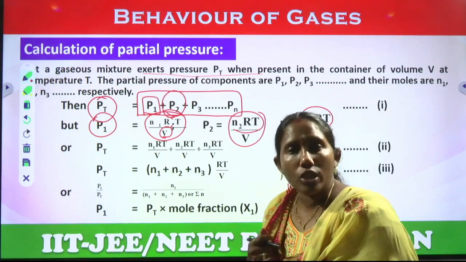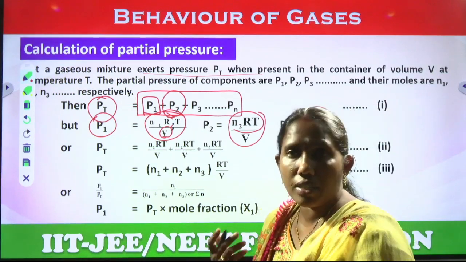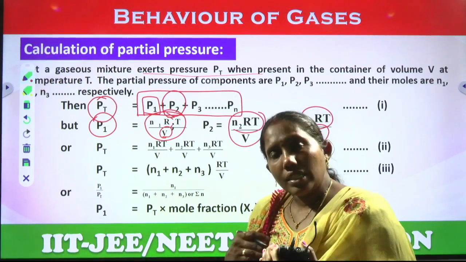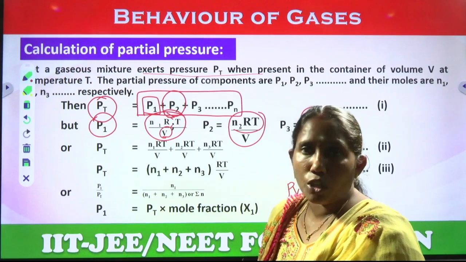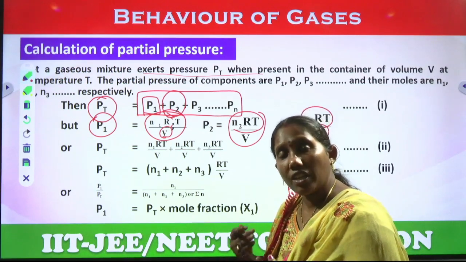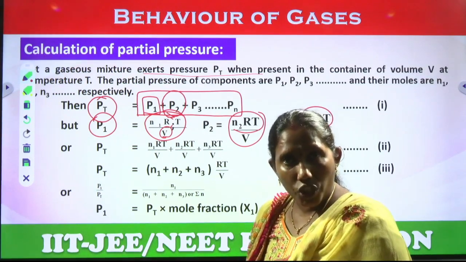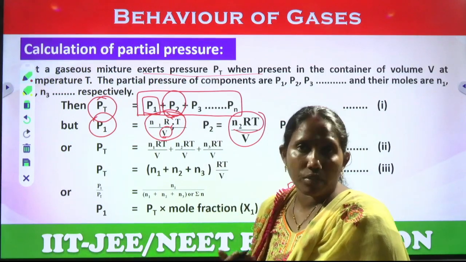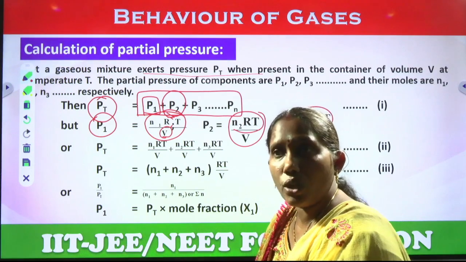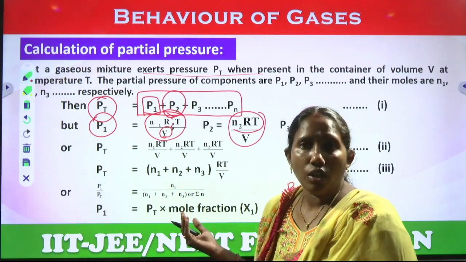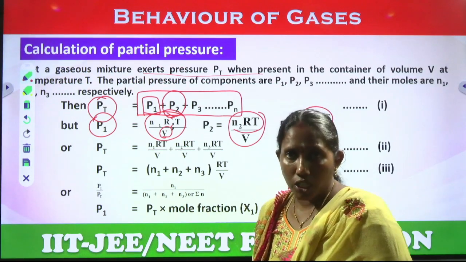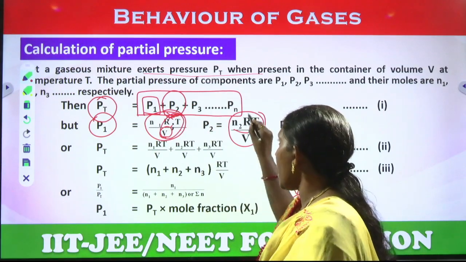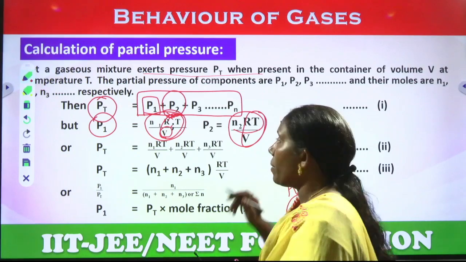Only the number of moles are changing, not the conditions, meaning the temperature is not changing. Whatever volume we take for the first gas, we take the same volume for the second gas. So for the given temperature and volume, only the number of moles changes. The first gas may be 2 moles, the second 3 moles, the next 4 moles. The number of moles can change, but the conditions do not. That's why here RT by V is considered a constant, and only the number of moles is changing.